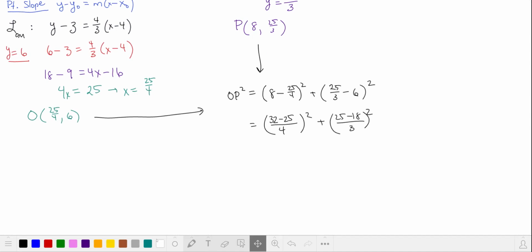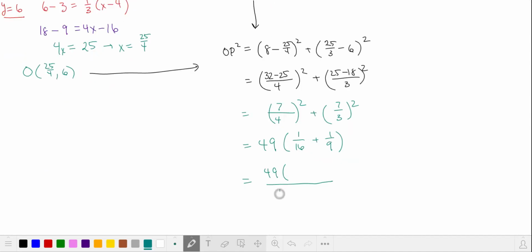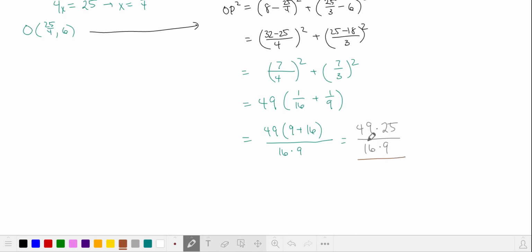Finding a common denominator, squaring our two terms and factoring out 49. Finding another common denominator, but not multiplying quite yet because we're going to take the square root anyway. By leaving it expressed in terms of its factors, it's easier to find the square root. This distance is equal to 35/12, which is option C.